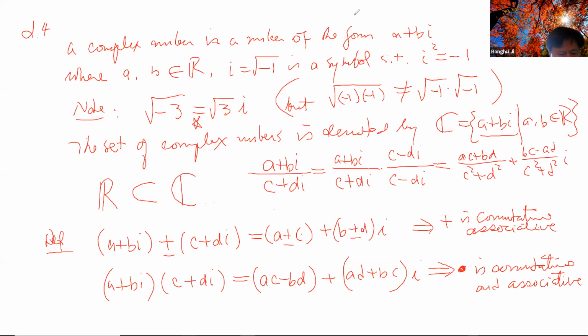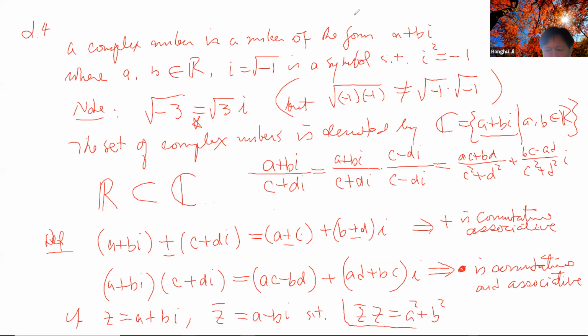Notice that we introduced the conjugation. So if z is equal to a plus bi, the conjugate is z bar, which is a minus bi, such that z times z bar is equal to a squared plus b squared. And this is a very important property. For example, in some cases you cannot factor certain things over the real numbers, but now you can factor over the complex numbers, right?